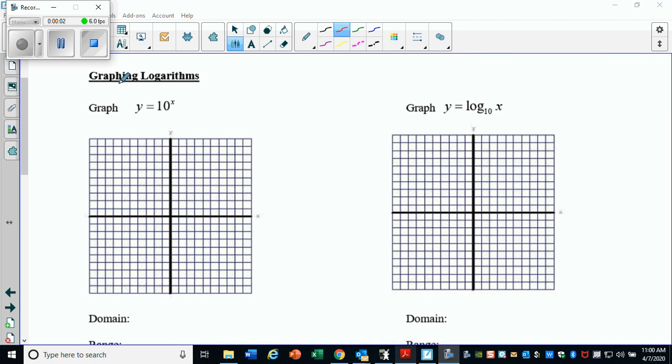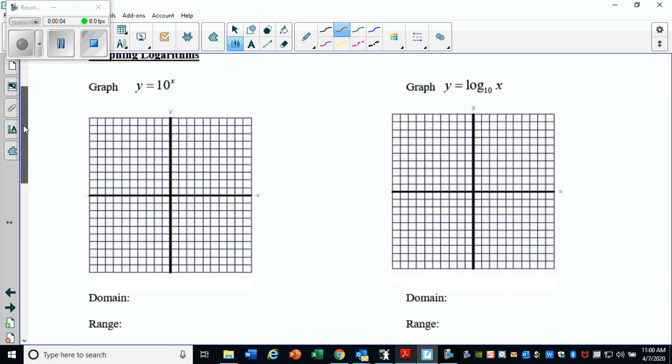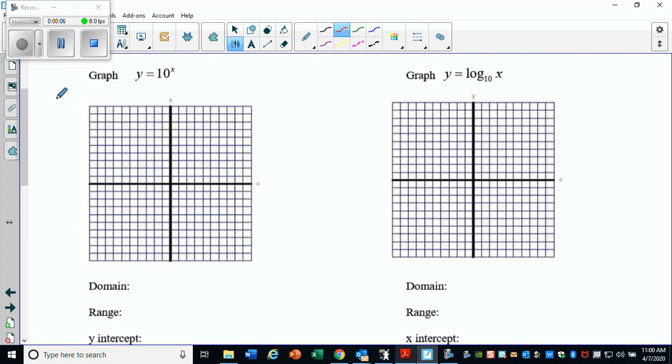All right, now let's take a minute, and what we're going to do next is we are actually going to graph logs. Now, it's not going to be as hard as you think, so what I want you to kind of remember here is that logs and exponents are inverses of each other. So if you know how to graph an exponential function, then you're going to know how to graph a logarithmic function because they're inverses of each other.